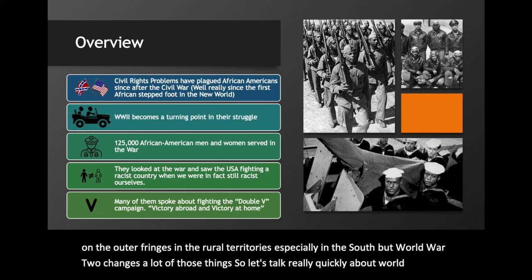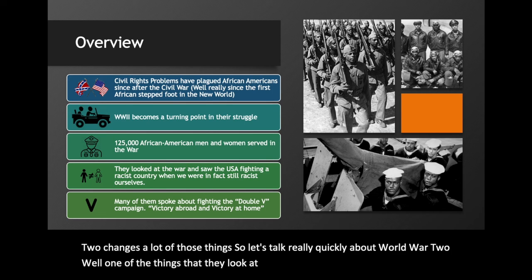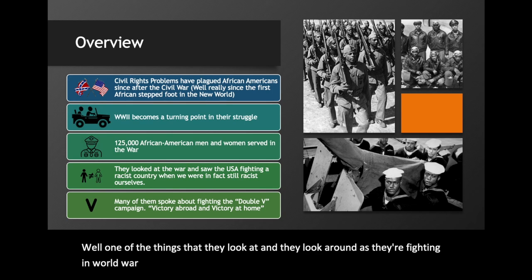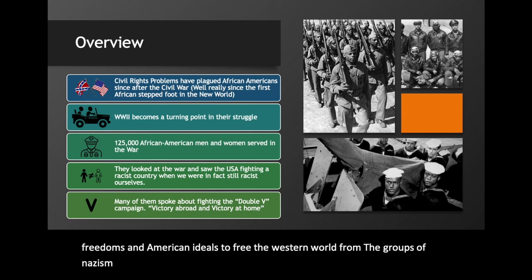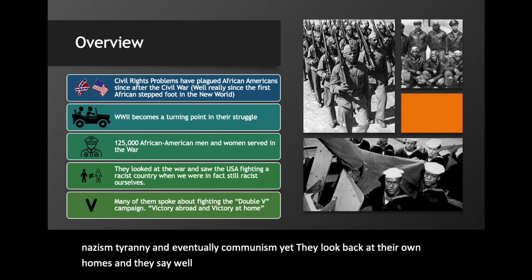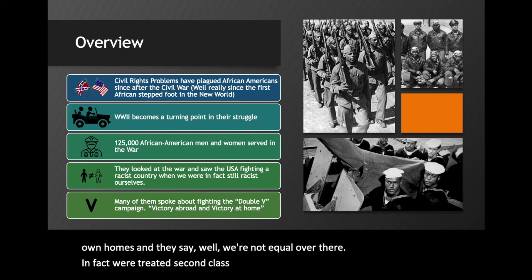One of the things they look at and they look around as they're fighting in World War II is the realization that they're out here fighting for American freedoms and American ideals to free the Western world from the grips of Nazism, tyranny, and eventually communism. Yet they look back at their own homes and they say, well, we're not equal over there. In fact, we're treated as second-class citizens. We're over here fighting to free these people, yet we have no freedoms.